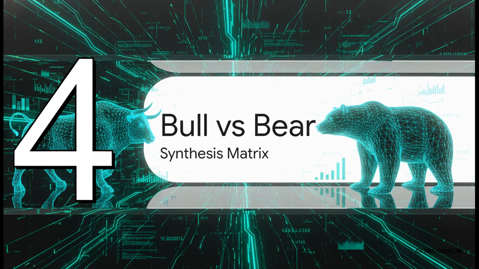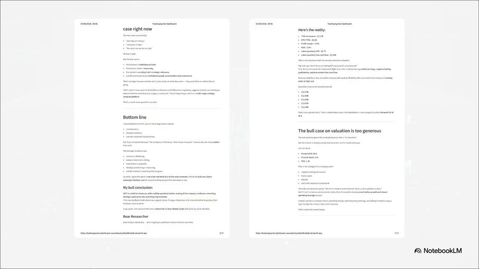Let's pit these views directly against each other in Module 4, the bull versus bear synthesis matrix. We are going to stage a strict cross-examination between the bull and bear researcher agents. On the left, we've got the bull championing the long-term vision, and on the right, the bear relentlessly attacking the near-term financial reality. We're giving both sides equal depth here so you can see exactly what the trading desk was wrestling with.